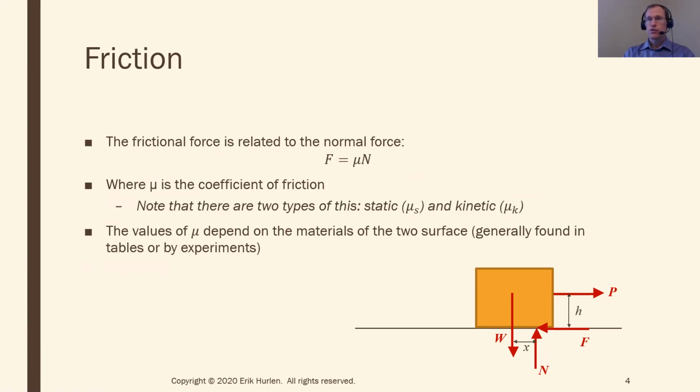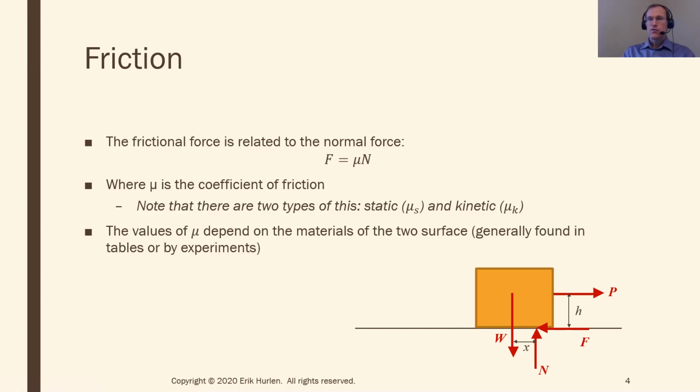In general, my frictional force can be related to the normal force through the coefficient of friction, mu, and there are two types of that: the static version and the kinetic version. The static version is usually a little larger than the kinetic version. It takes a little more effort to get something to start moving, and once it's moving, it takes a little less effort. That's due to the fact that once it's moving, I'm using the kinetic coefficient of friction. Before it's moving, I'm using the static version.